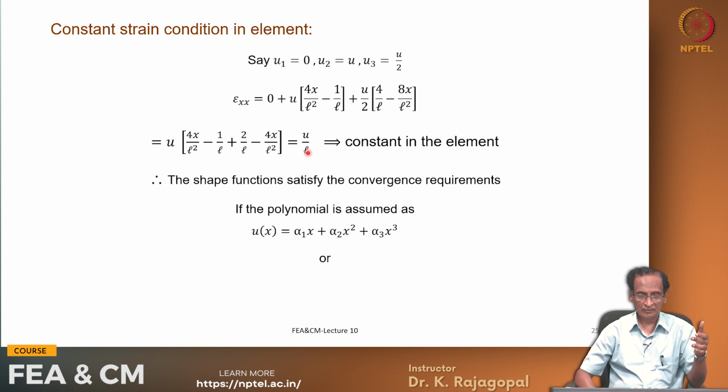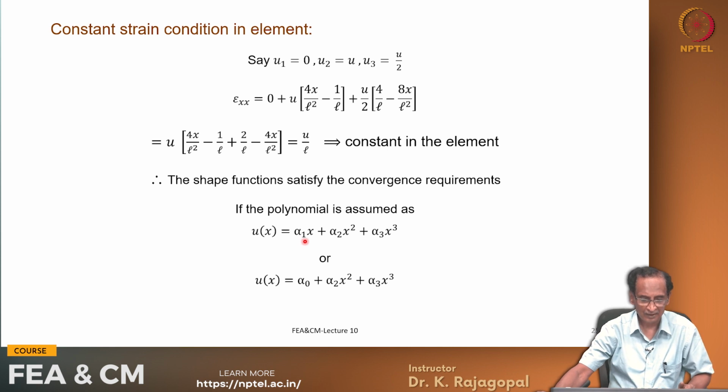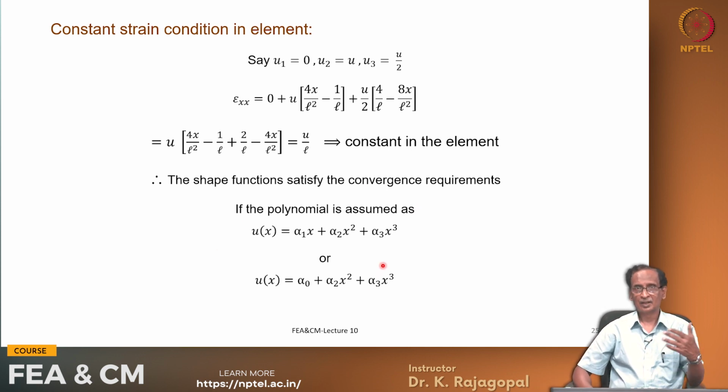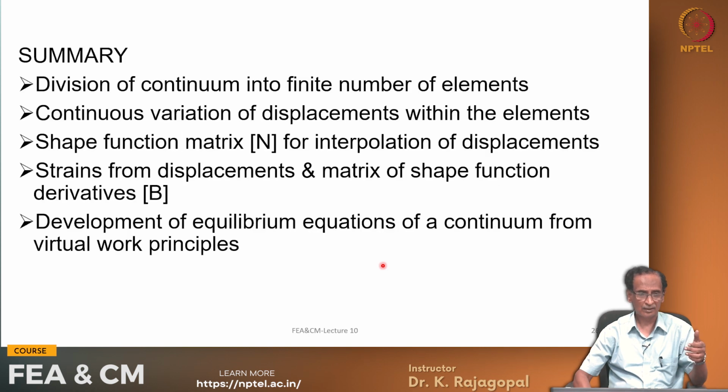If you assume a polynomial like alpha 1 x plus alpha 2 x square plus alpha 3 x cube, or alpha naught plus alpha 2 x square plus alpha 3 x cube, these are also admissible, but we may not be able to satisfy our monotonic convergence requirements, and because of that our solution may not be accurate. We are going to see more of that in the next lectures.